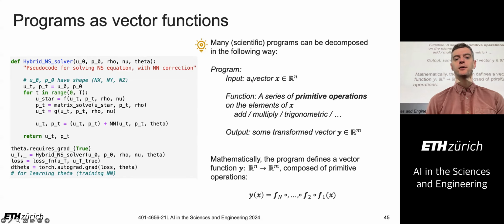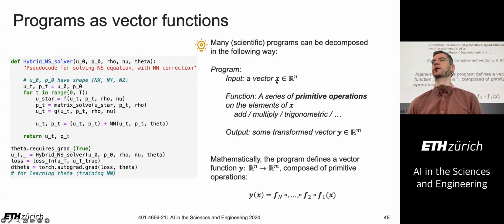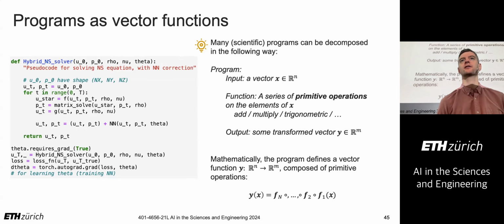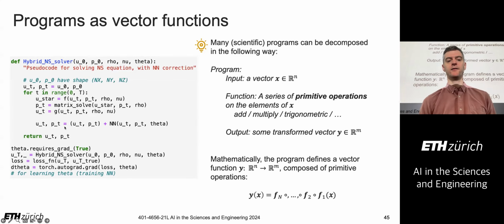So we just say the concatenation of all these inputs is X. Then the function does a series of primitive operations on this input vector, operations like multiply, trigonometric functions, divides, powers, etc. And then eventually the function just outputs some other transformed vector y, which maybe has a different dimensionality to X. Maybe it has m elements instead of n.